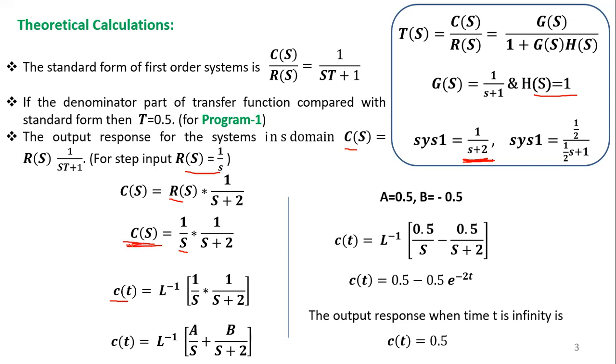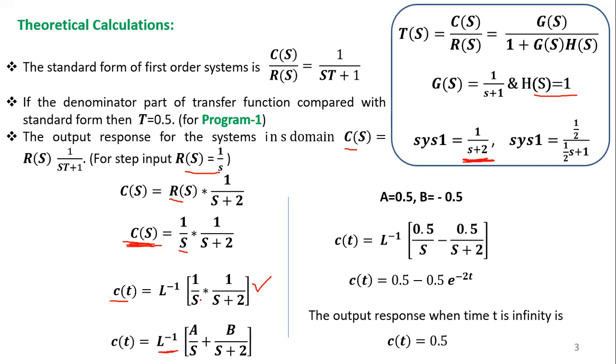Inverse Laplace of this equation. That means inverse Laplace of 1 by s into 1 by s plus 2. Now it's not possible to directly apply the inverse Laplace to this equation. So by applying partial fractions, first we need to convert it into some formula form. Then only we can apply the inverse Laplace.